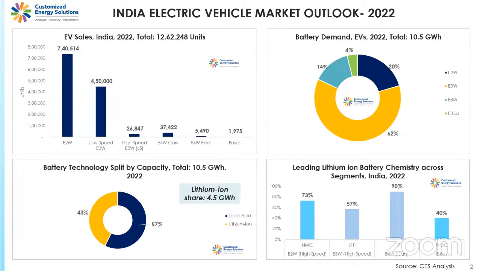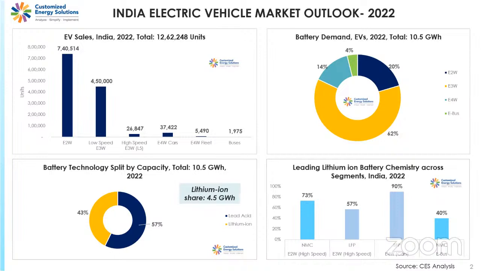2022. So the battery demand to satisfy all these vehicles came out to be 10.5 gigawatt hour, out of which 62% was for two-wheelers, 20% for three-wheelers, 14% for four-wheelers, and the remaining 4% was for electric buses to support and run them.